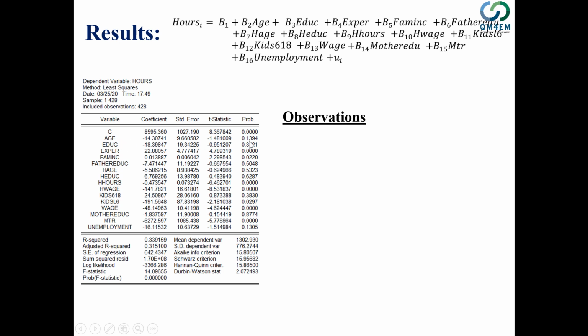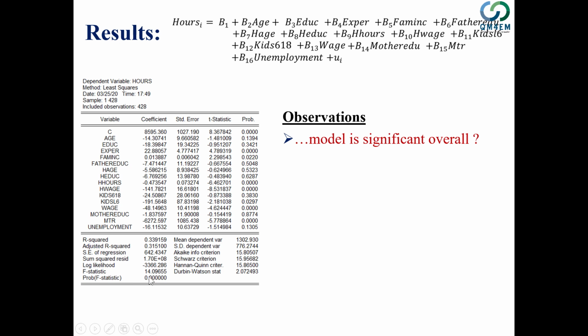What's wrong? Its value is greater than 0.05, so it's statistically not significant. Look at this one, education, statistically not significant. Further education, statistically not significant again. Look at the husband wage, and similarly some more. So, number of observations. First, the model is significant overall. So look at the F statistic.